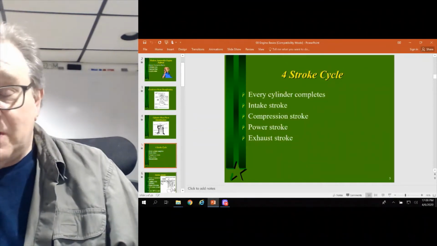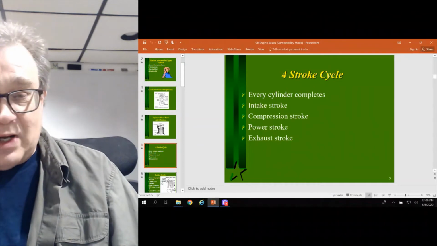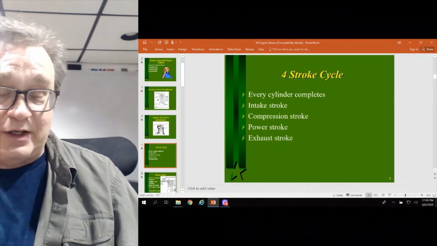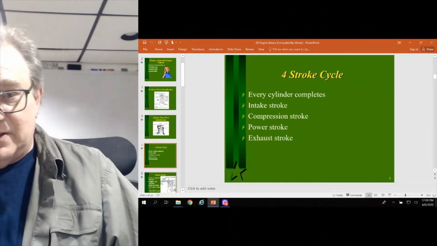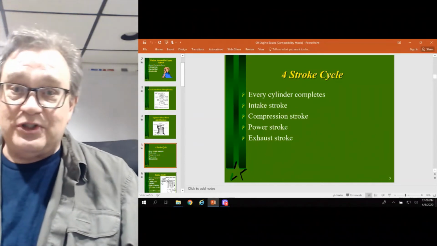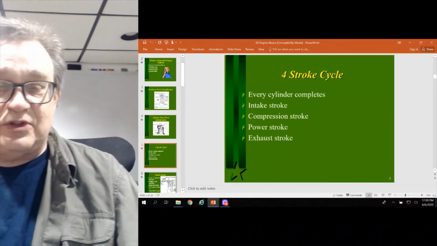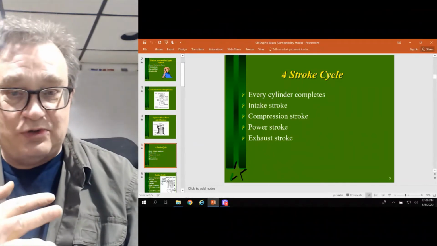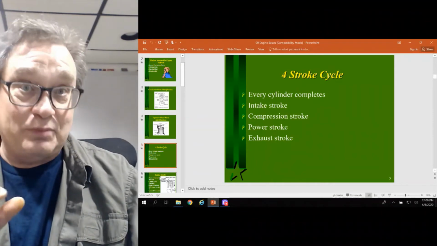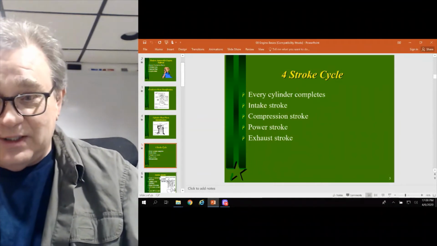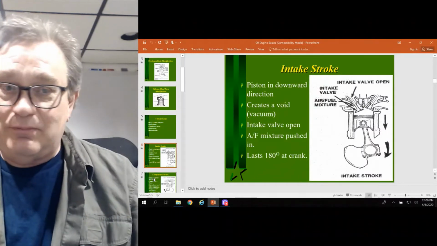Four-stroke cycle is probably the most common, also known as the Otto cycle, named after an old dead guy. His name was Otto. And every cylinder completes this: the intake stroke, the compression stroke, the power stroke, and the exhaust stroke. And it needs to complete them in that order. And we'll get more into this.